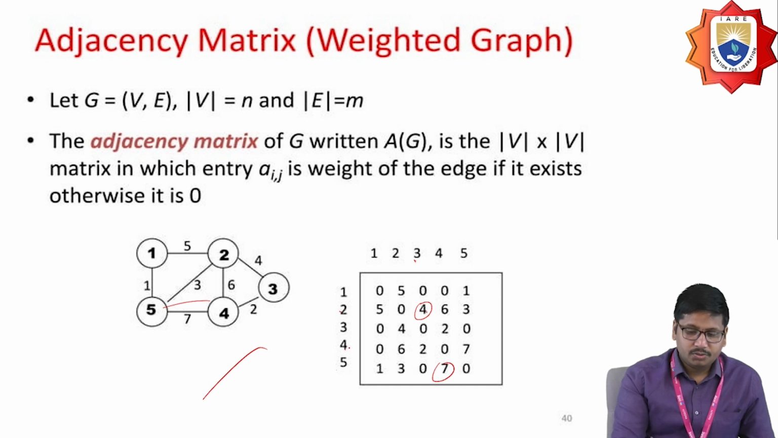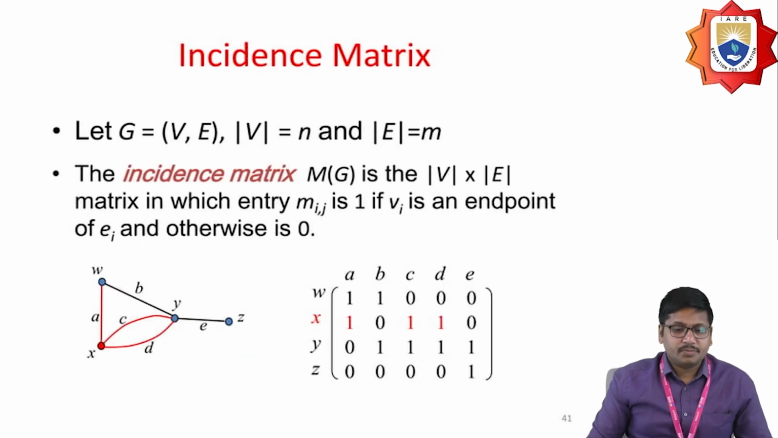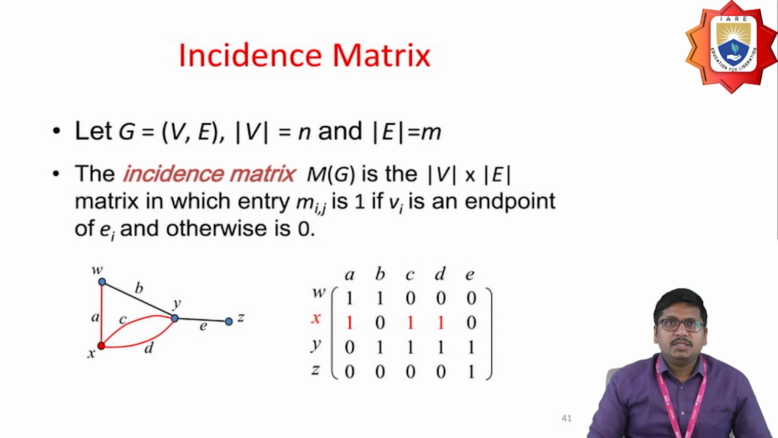4 to 3, so 4 to 3, it should be 2. So like this, we can present the weighted graph. And next one is incident matrix.